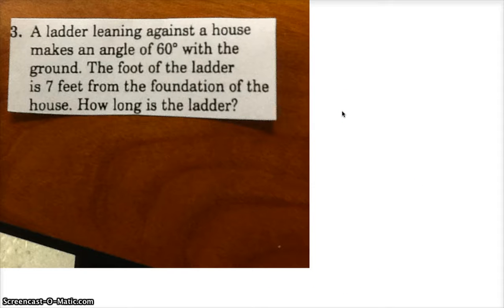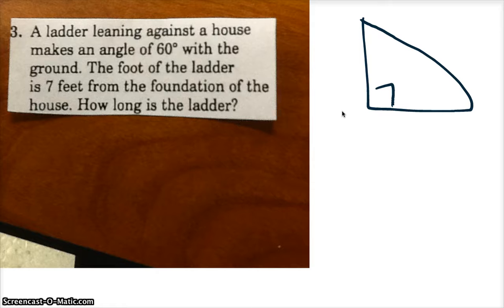Okay, on this example 3, it says a ladder leaning against the house makes an angle of 60 degrees with the ground. The foot of the ladder is 7 feet from the foundation of the house. How long is the ladder? So, right triangle. This is my ladder over here. It makes a 60-degree angle with the ground. The foot of the ladder is 7 feet away from the foundation of the house, so this would be my house over here. How long is the ladder?